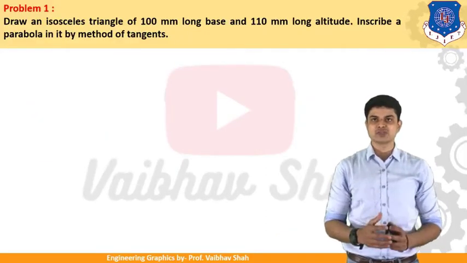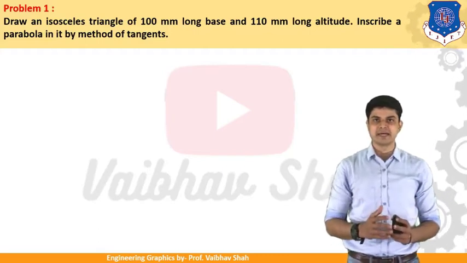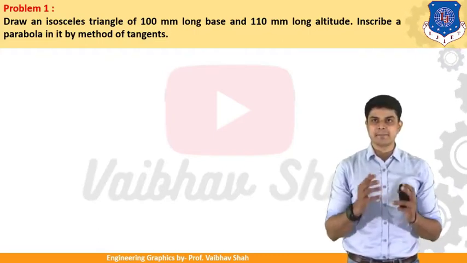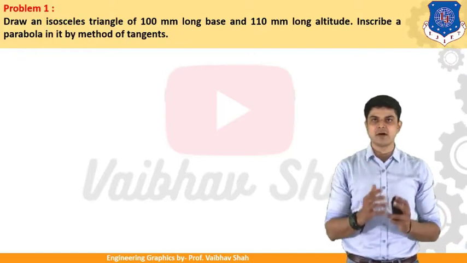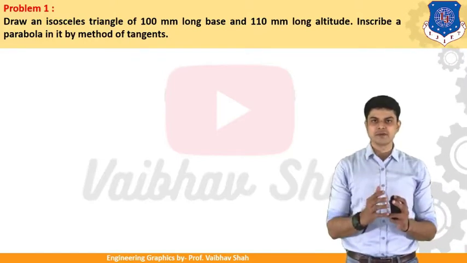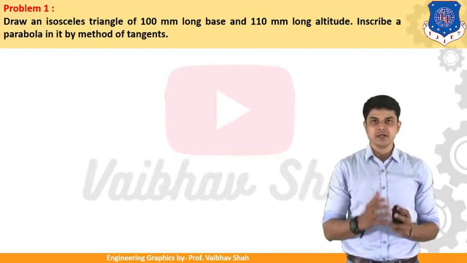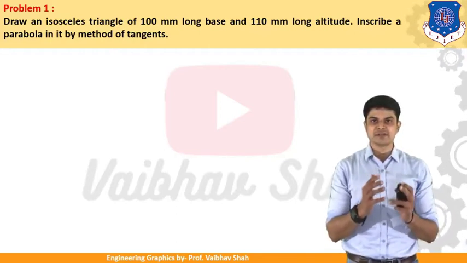Draw an isosceles triangle of 100 mm long base and 110 mm long altitude. Inscribe a parabola in it by method of tangents. So we'll be learning how to draw a parabola by tangent method here. So here we will be having one isosceles triangle.